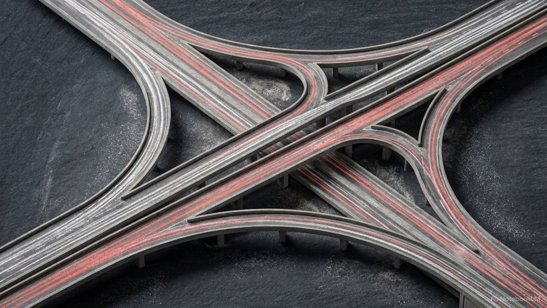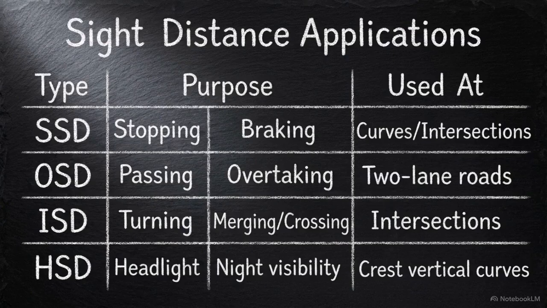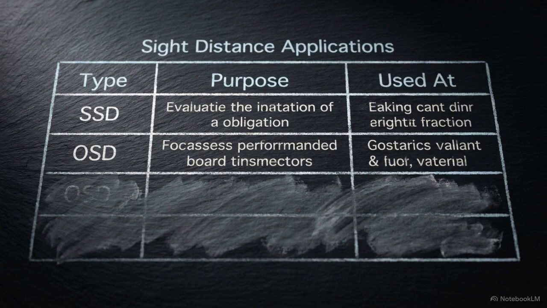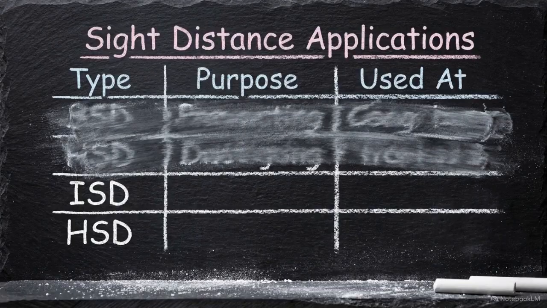This comparative matrix outlines how engineers deploy these distances based on the situation. Stopping sight distance is used everywhere to prevent collisions. Overtaking distance enables two-lane passing. Intermediate distance acts as a two-way fallback, and headlight distance guides nighttime sag curves.